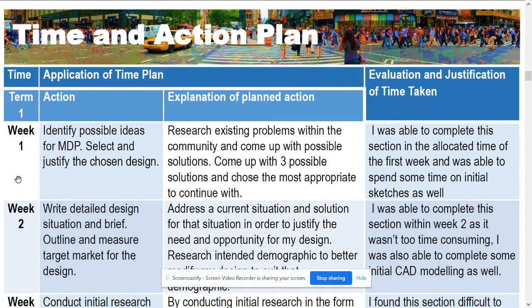So here I've got my weeks, or sorry, the student's got his weeks set down. Here's his actions. Here's an explanation of what the action might be. And here's an evaluation of what happened, how long it took, and so on.